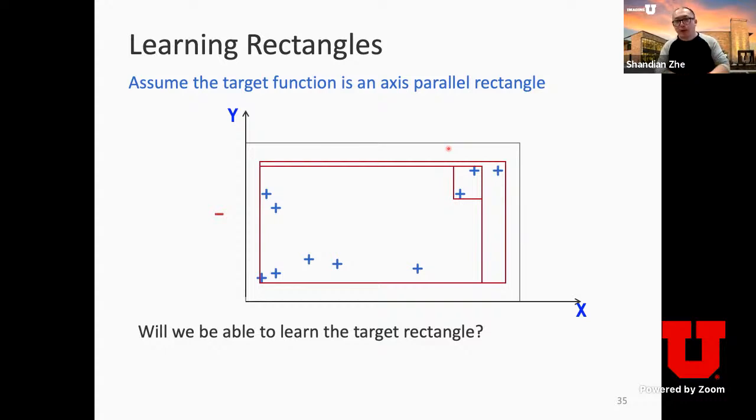But how can we show that? And how can we further derive some quantitative bound, namely how many examples do we need at least to achieve this much gap between the target function and the learned hypothesis? That's the question we need to address. But the very first question is how do we measure the expressiveness or the complexity of the rectangle hypothesis space, which is infinite.